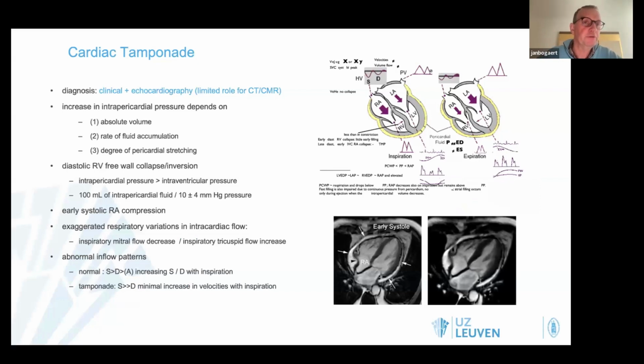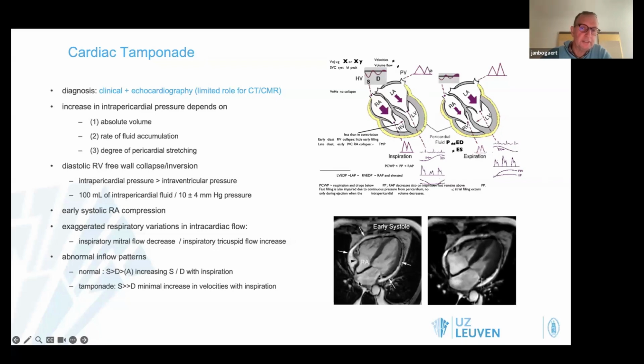With regard to cardiac tamponade, it can be quite short. This is a condition where there's an increased pressure, whatever the cause. Most of the time it's fluid, but because of the increased pressure, the cardiac filling is impeded. And normally the diagnosis is made clinically or at echocardiography, so there's a limited role for CT and CMR.